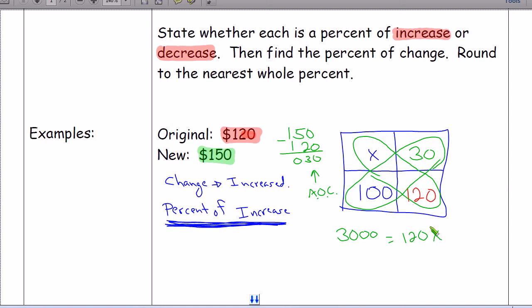Now if you remember the other videos that I've been doing for you, the coefficient is the number sitting in front of the x. In this case it is 120. So I'm going to divide by that coefficient on both sides of the equal sign. So I divide by 120. And when I do that, these 120s cancel out, leaving me with just the x by itself. And that's what I wanted. And then I bring down my equal sign. And now I have 3,000 divided by 120.